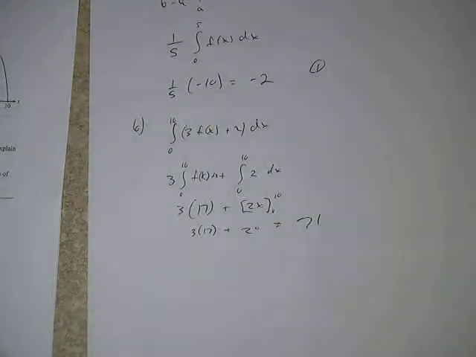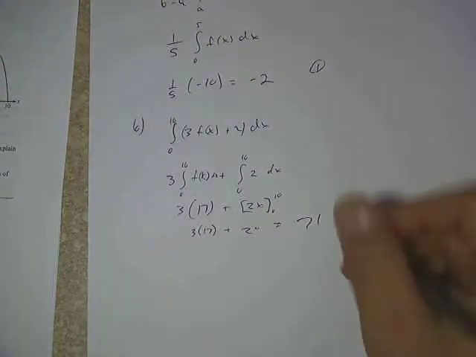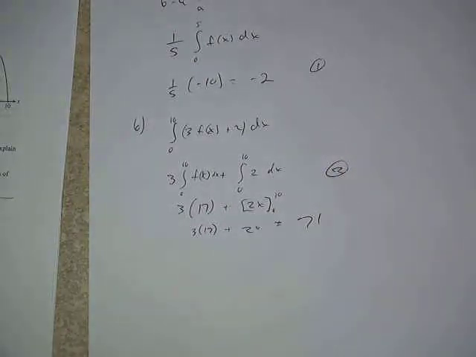And then the antiderivative of 2 is 2x on 0 to 10, which ultimately is 20 minus 0, which is 20. So if we do the math correctly, we should get 51 plus 20 would be 71.